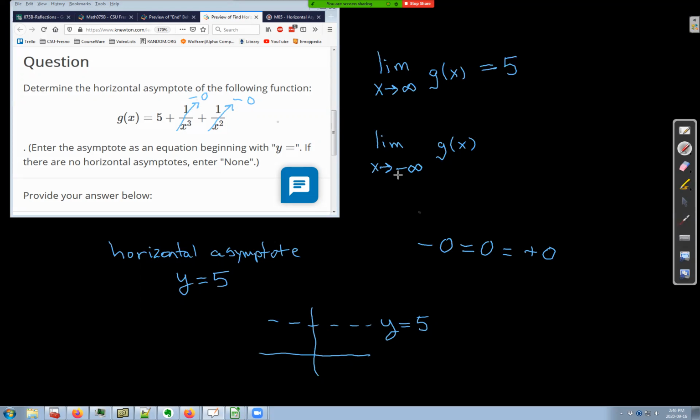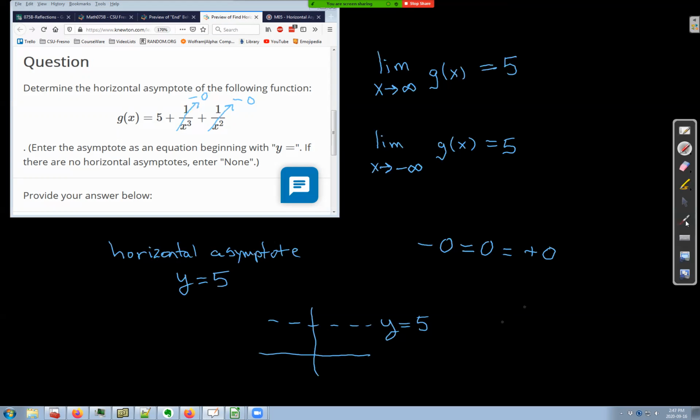But the point being, if x goes to negative infinity, this guy is going to 0, this guy's going to 0. And once again, we get 5. So we already knew that was a horizontal asymptote. So it just turns out that we don't get any more information. So the moral is that we have 1 horizontal asymptote.